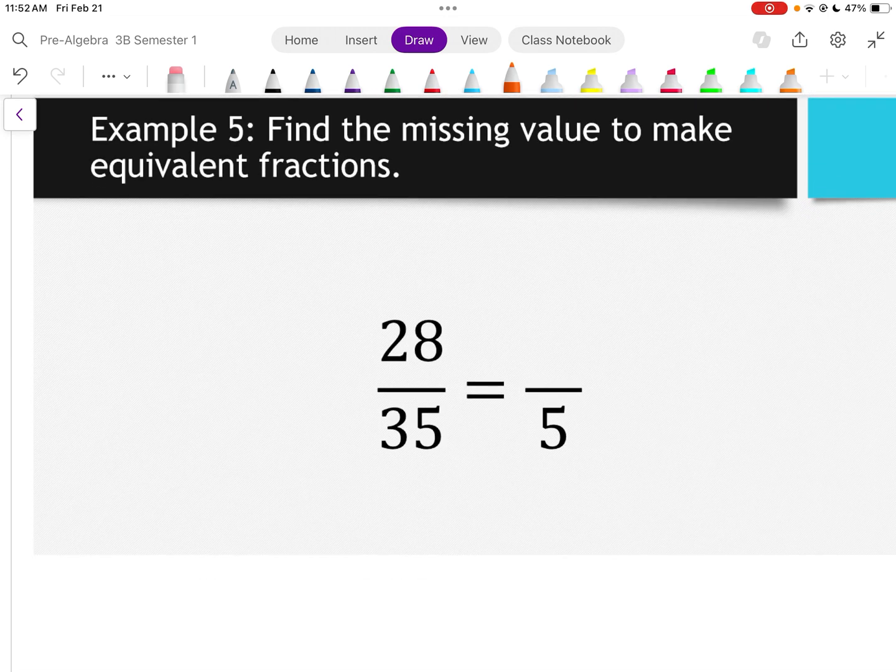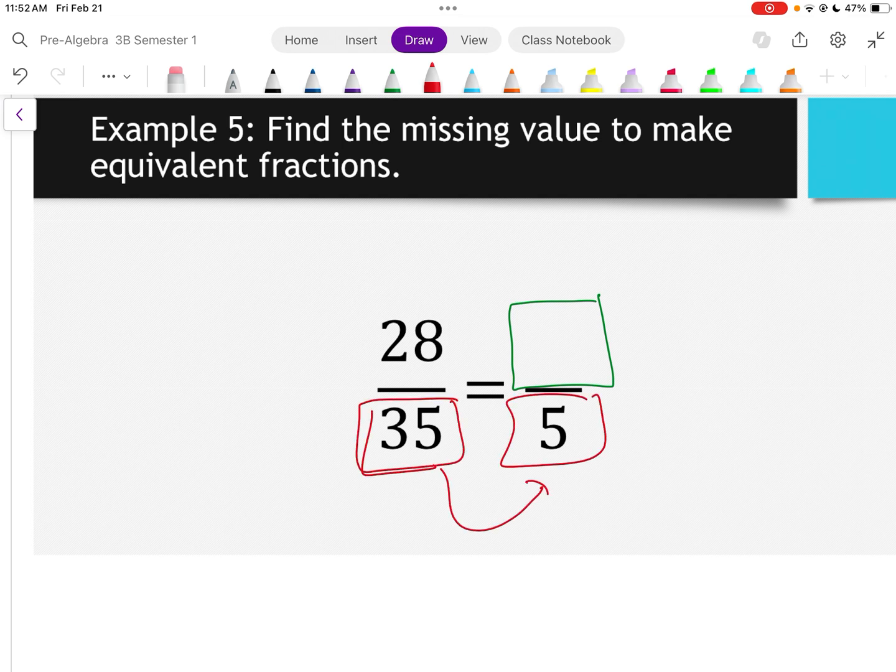Okay. With these, sometimes you are going to be asked to find the missing value to make equivalent fractions. So we have 28 over 35 equals a number, this is what we're looking for, over 5. So we're going to look at the two values they gave us. They gave us 35 on the bottom and 5. So I need to figure out 35 divided by what equals 5. And that's going to be 7. If you didn't know that, you can count by 5s till you get there.